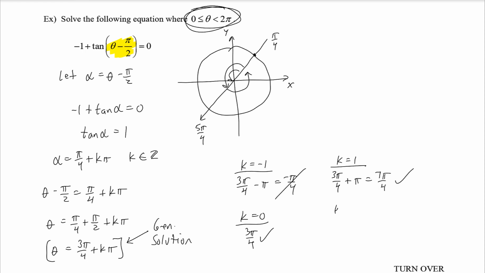I don't want to plug in 2 again because 2 pi plus this will be bigger than 2 pi. So that's it. I've got all my answers. My answers are just simply 3 pi over 4 and 7 pi over 4. It's just those two values. That's not quite true. Let me rephrase. There are an infinite number of values of theta that solve this equation, but there are only two, 3 pi over 4 and 7 pi over 4, that are between 0 and 2 pi.